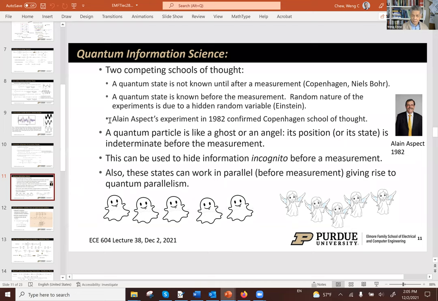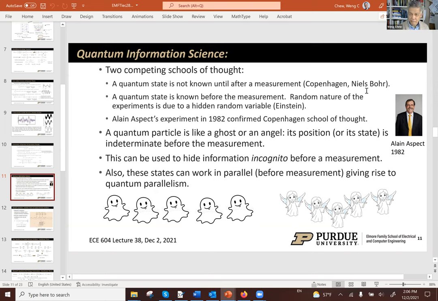So Alain Aspect in 1982 confirmed that the Copenhagen interpretation is correct because it can come up with something called Bell's inequality. Okay, Bell's inequality says that if Niels Bohr is correct, then the inequality will go one way if you do the experiment. And if Einstein is correct, then the inequality would be going the other way if you were to do the measurement.